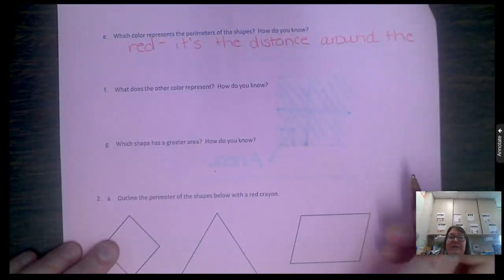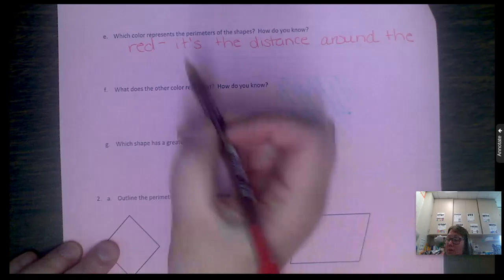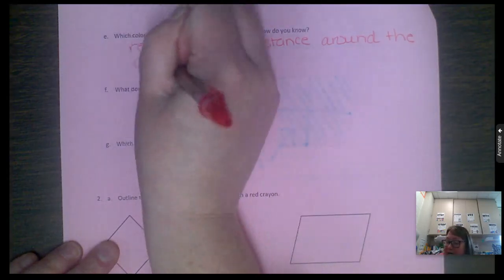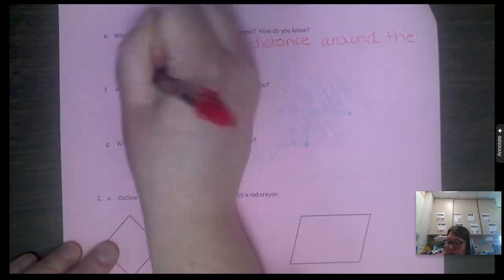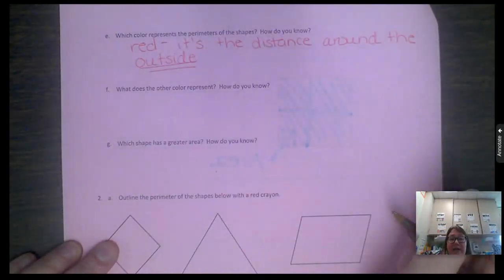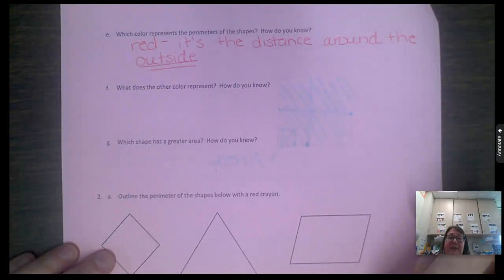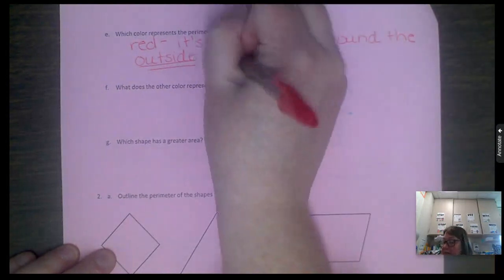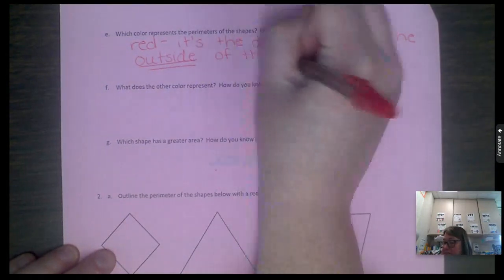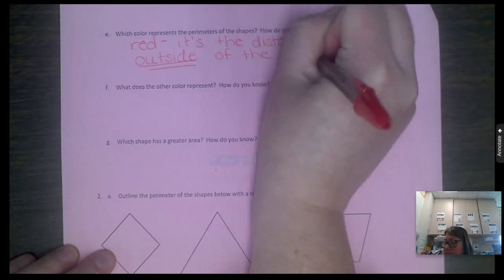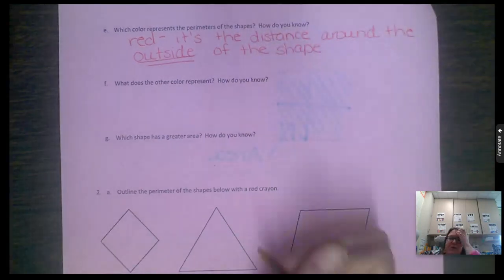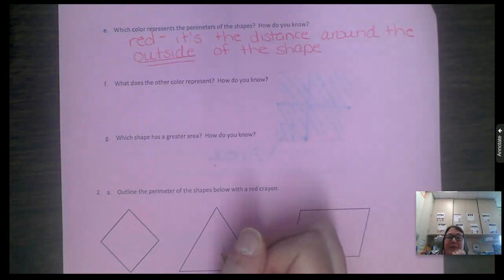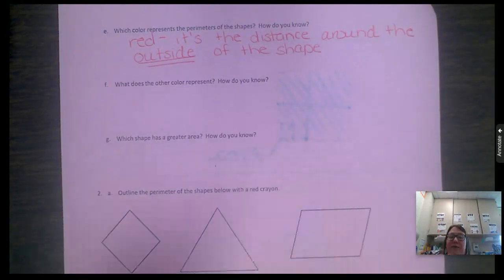So which color represents the perimeter of the shape? How do you know? Red. And then we said it's the color around the outside. And we're going to double underline outside because that's the big thing with perimeter. It's a distance around the outside of the shape. Okay. So which color represents the perimeter of the shape? How do you know? And then we said red because it's the distance around the outside of the shape.